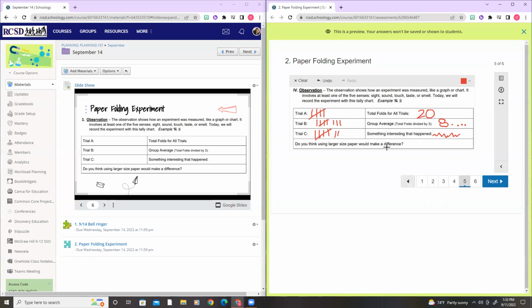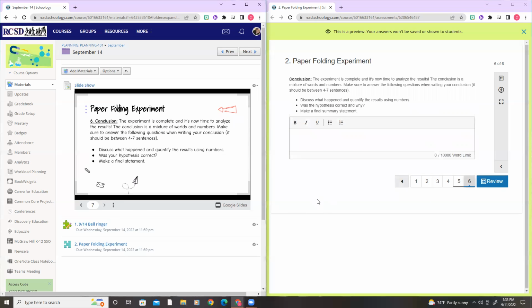And then in here, do you think using a larger paper would make a difference? Yes or no is fine. We saw in the video, they did try with a larger sheet of paper. So whatever you think would happen with just folding from your desk, you can write in this box.